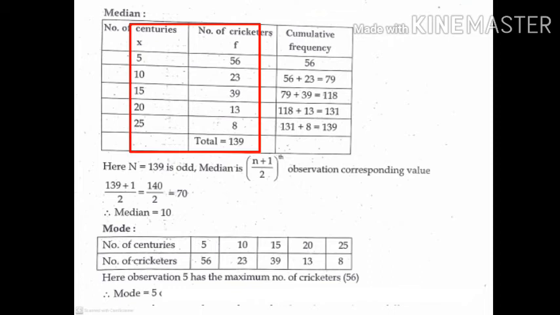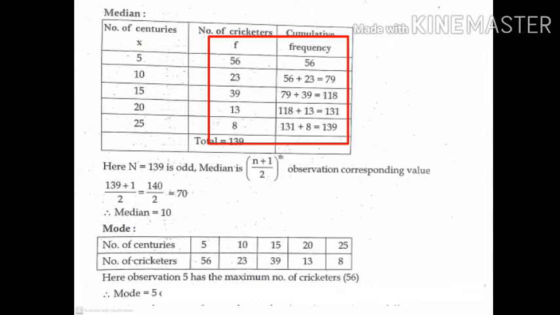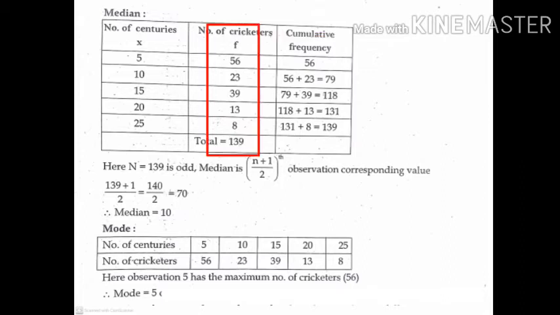First, substitute the number of centuries and number of cricketers from the question. Next, we have to calculate the cumulative frequency. 56 and 56, copy it, and add 23, that is 79. 79 plus 39 is equal to 118. 118 plus 30 is equal to 148... 131. 131 plus 8 is equal to 139, and adding all the frequencies, we get the total as 139.